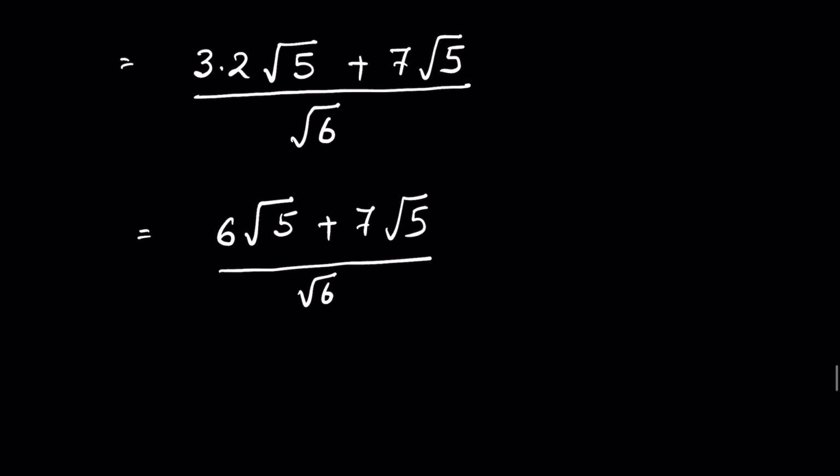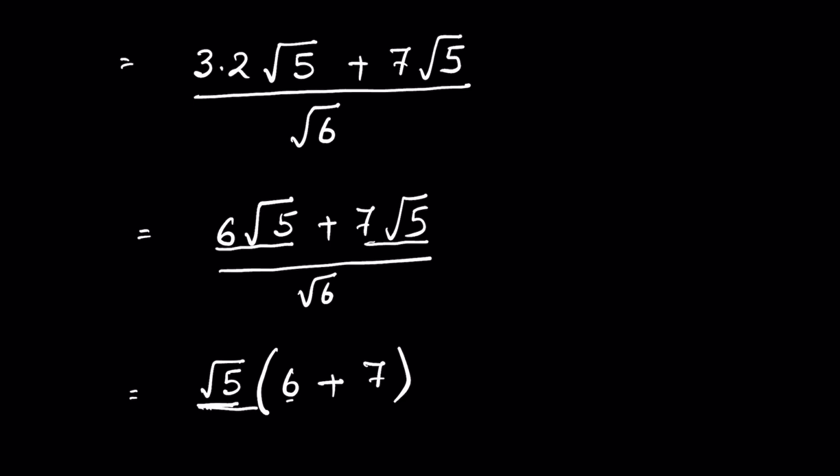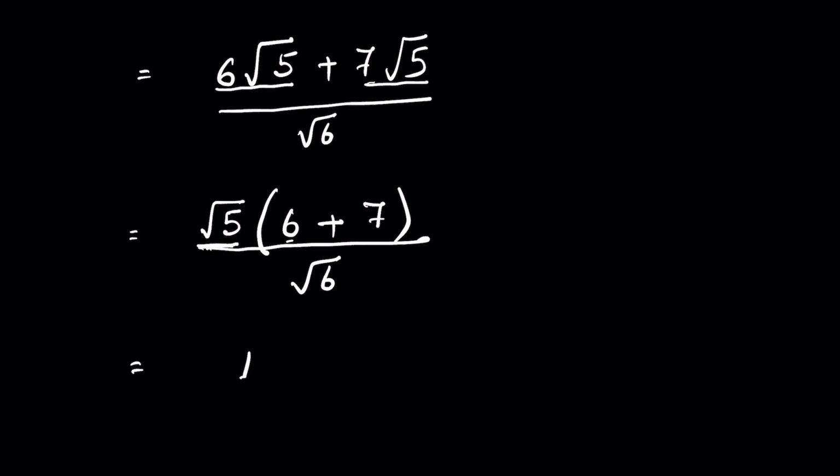Now in the numerator you can see square root of 5 is common. So we can take square root of 5 common and write square root of 5 times 6, because 6 times square root of 5 divided by square root of 5 will be equal to 6, plus 7 times square root of 5 divided by square root of 5 will be 7. So 6 plus 7, then upon square root of 6. 6 plus 7 is 13. So this is 13 times square root of 5 upon square root of 6.